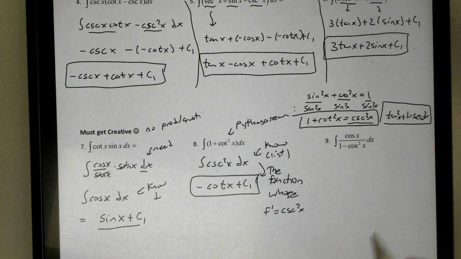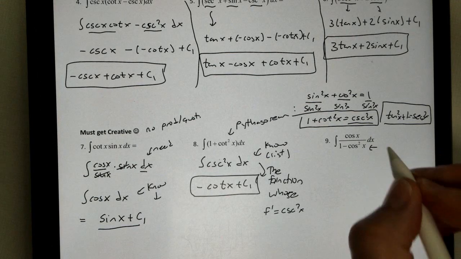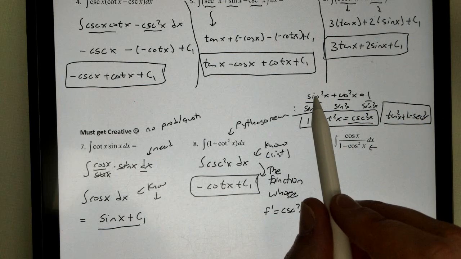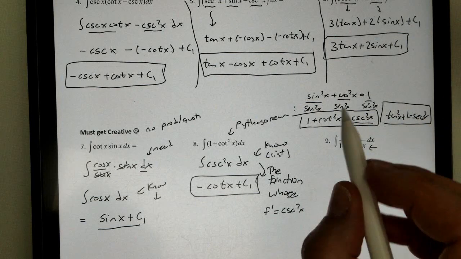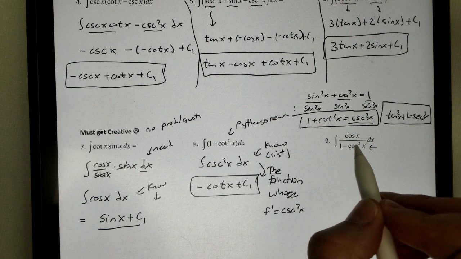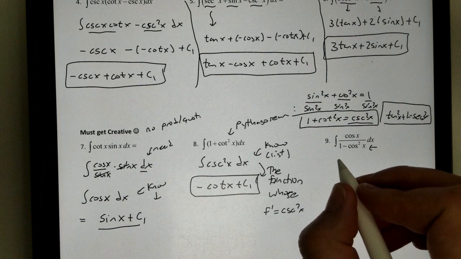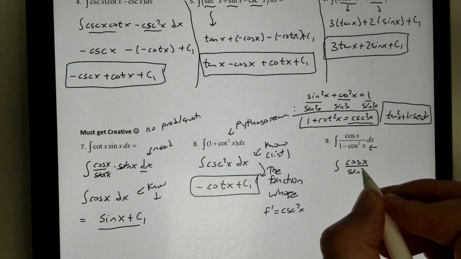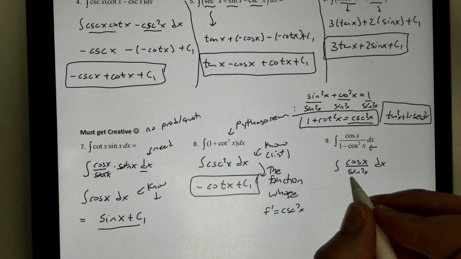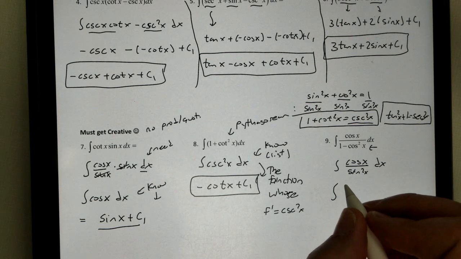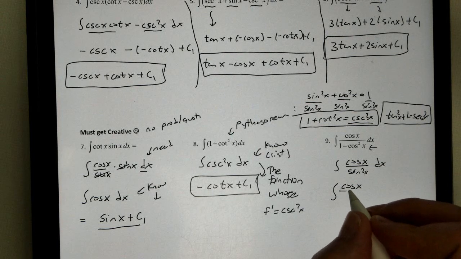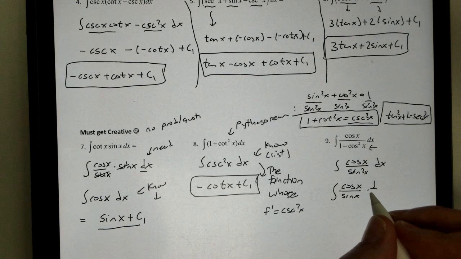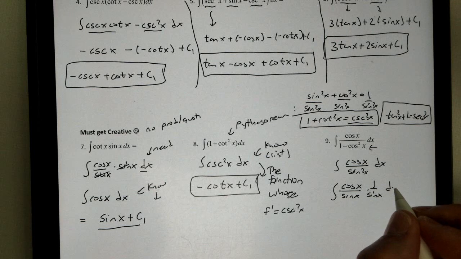All right, let's try number 9. Again, over here, oh, look, I see a Pythagorean. This is our original one. Sine squared plus cosine squared is 1. If I subtract cosine squared, this whole bottom is just sine squared. So here I could rewrite this as cosine of x over sine squared of x. I still don't know what this is, but I can write this as cosine of x over sine of x times, because there's 2 of them, I can make that 2 different sine of x's, like so.